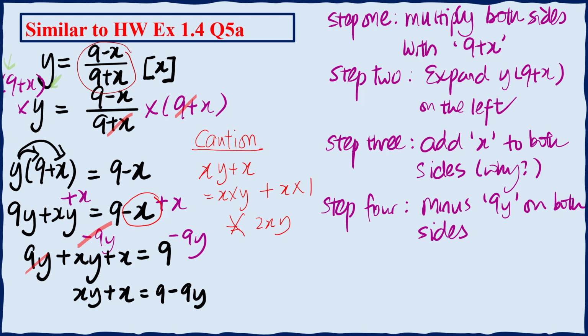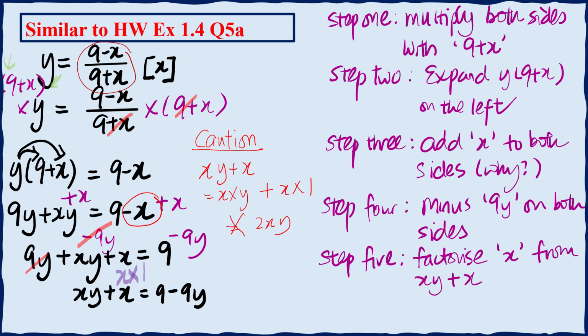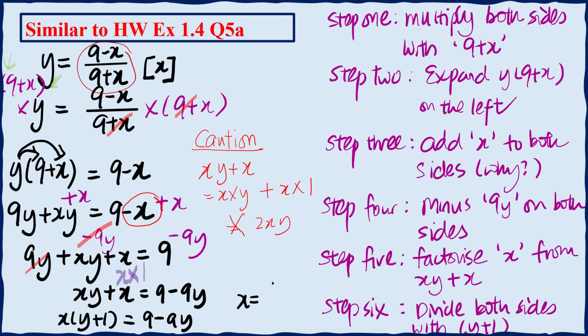Then the next step is we need to factorize it, because x is x times 1. We also learned how to do factorization in the earlier video. You can refer to it if I've forgotten. So that gives us x bracket y plus 1, equals 9 minus 9y. And of course, the next step is just to divide y plus 1 on both sides, making x the subject of the formula. Okay, so this is how we do this question.